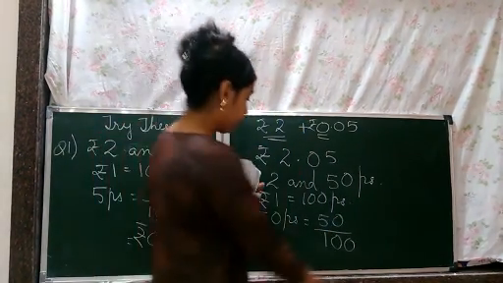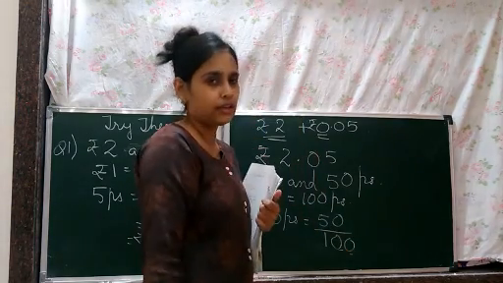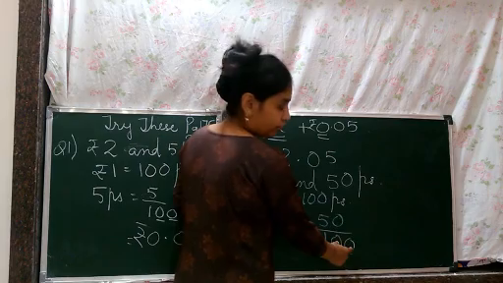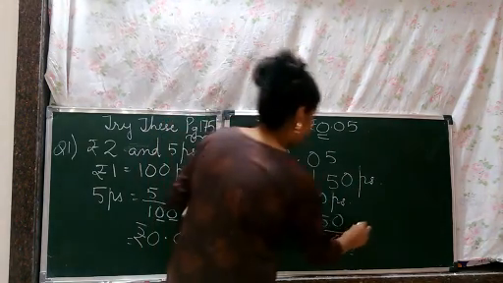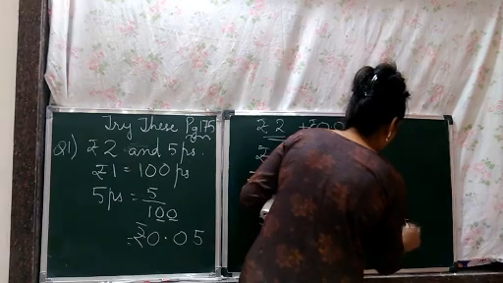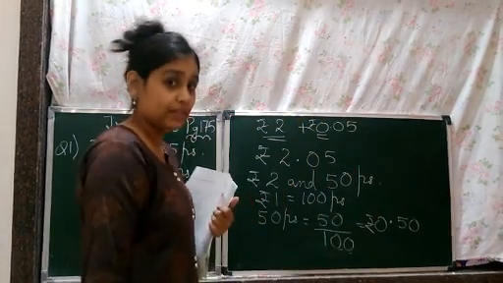For that, we divide 50 by 100. Now 50 by 100, when you divide, you see 2 zeros in the denominator. So 2 decimal places in the numerator. So it becomes 0.50. Okay, so this is your 0.50 rupees.